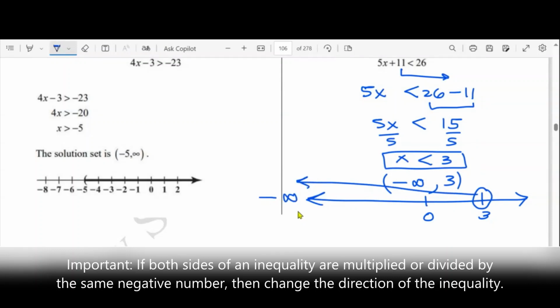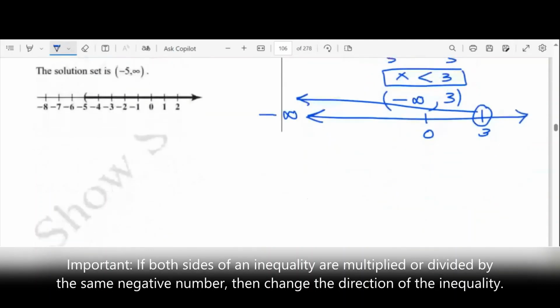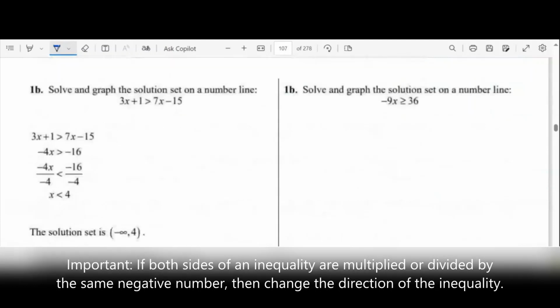Okay, easy. But why didn't we change the sign? You only divide or multiply and change the sign when it's negative. Did we divide by negative? No. Yeah, let's do the next one.